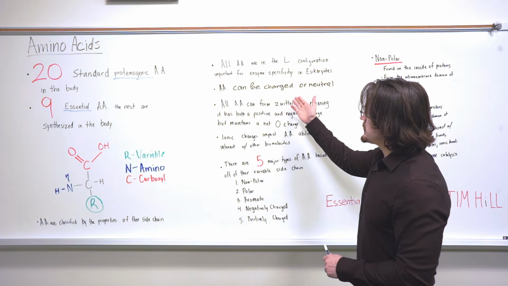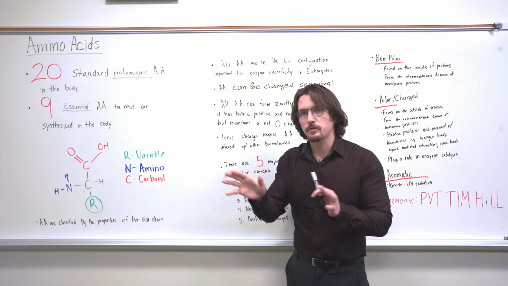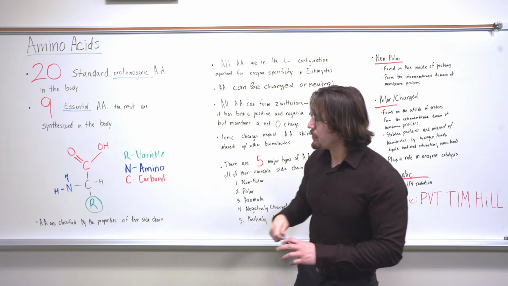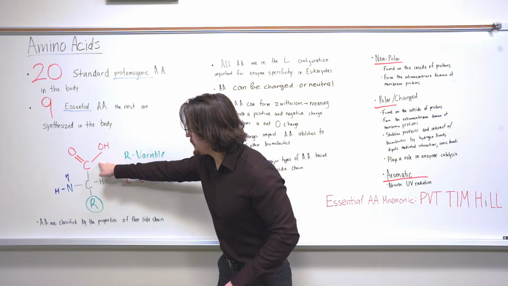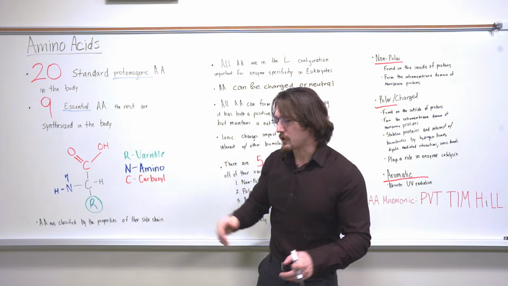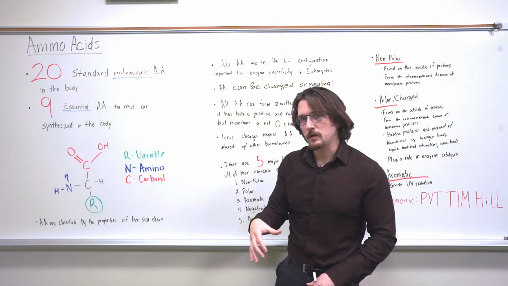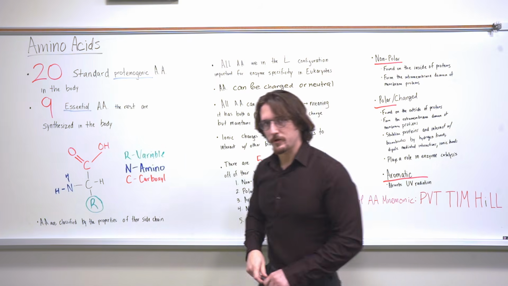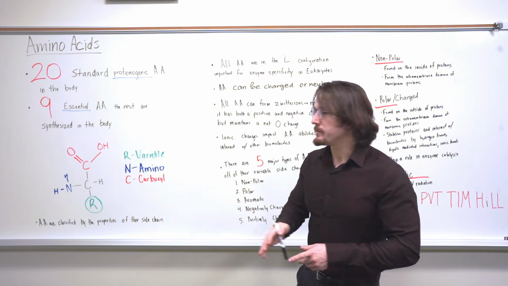Now, additionally, amino acids can be charged or they can be neutral. And we'll see that when we actually look at the individual amino acids. But importantly, even within the backbone itself, this carboxyl group can be deprotonated and form an ionic negative charge. And then this amino group here can actually accept a proton and become positively charged. Okay, so the backbone can also be neutral, positive, or negative.